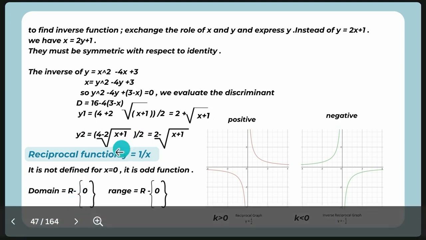Then we have the reciprocal function. It is a hyperbola, which is 1 over x. As you can see, this is a positive 1 over x, and this is a negative. Okay, so if you have your k less than 0, you would simply draw it in these two quadrants. Your domain here is R minus 0, and your range is also R minus 0. So this is called a hyperbola function, or basically a reciprocal function, which is 1 over x.